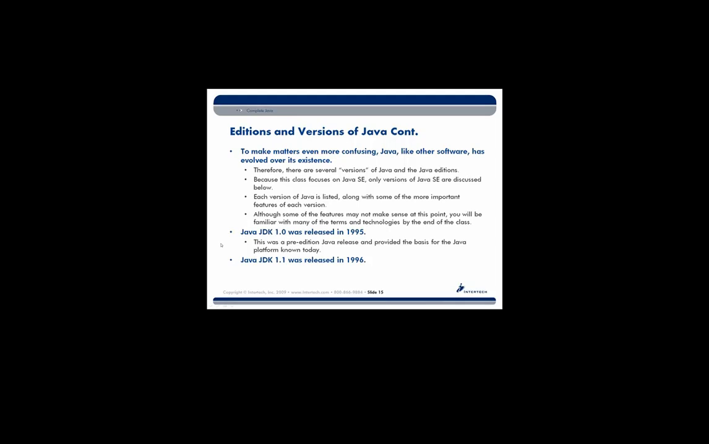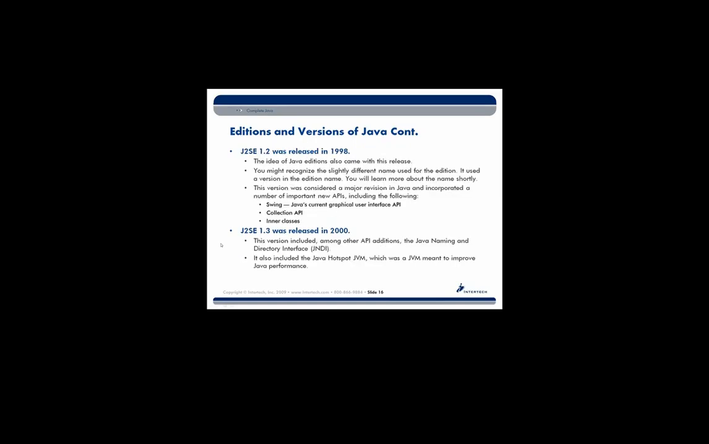So let's start with 1995. That's when Java JDK 1.0 was released. It was a pre-edition Java release, which provided the basis of what we have as the Java platform today. JDK 1.1 was released in 1996, and that's really when people started to take a very serious look at Java and started writing programs with it.